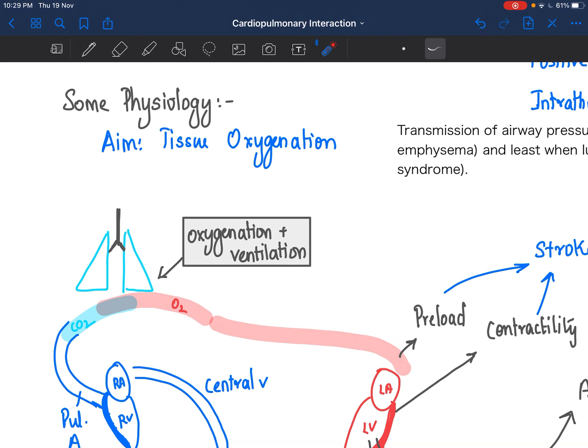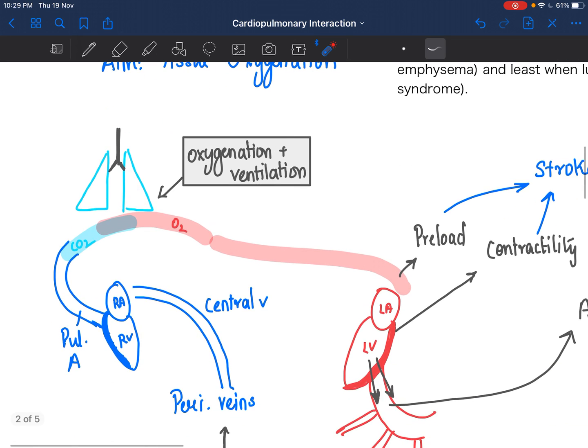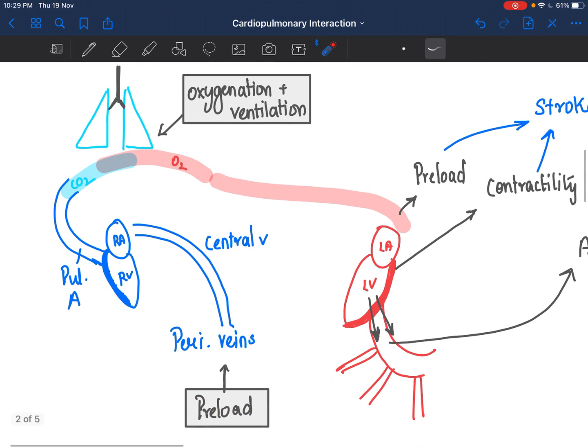Why do we breathe? We need tissue oxygenation, right? That is what you want at the end of the day. Not just breathing in oxygen and breathing out carbon dioxide, but ultimately you want the end result, that is tissue oxygenation. So here you have your lungs, and here you have the right side of the heart and the left side of the heart. Your right side of the heart receives blood from the peripheral veins to the central veins to the right atrium, which goes into the right ventricle.